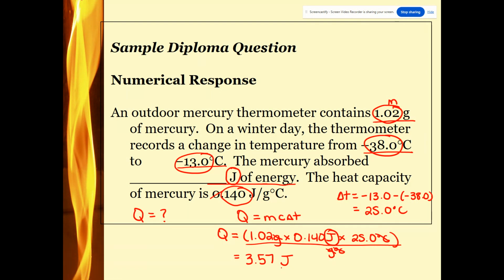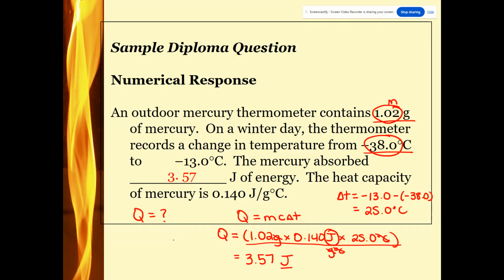Again, my answer needs to be in joules, which it already is. So all I need to do would be to record that through, and the numerical response questions on the diploma will also tell you how many digits to record your answer to. So this is my 3-digit answer. The decimal does not count as a digit, so the 3 digits is the 3.57.